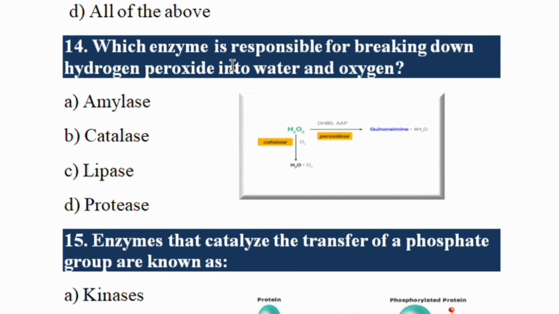Which enzyme is responsible for breaking down hydrogen peroxide into water and oxygen? Amylase, catalase, lipase, and protease. So here the right option is catalase, beta.